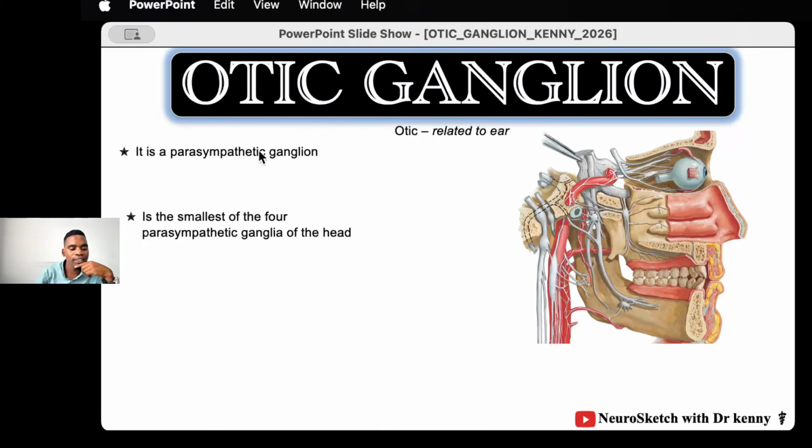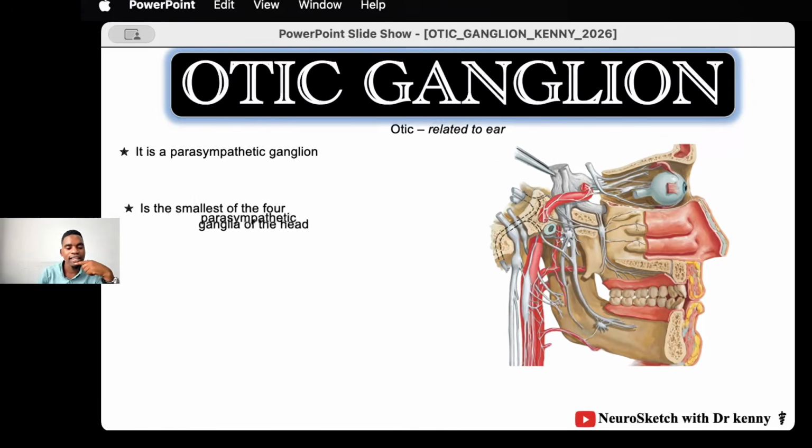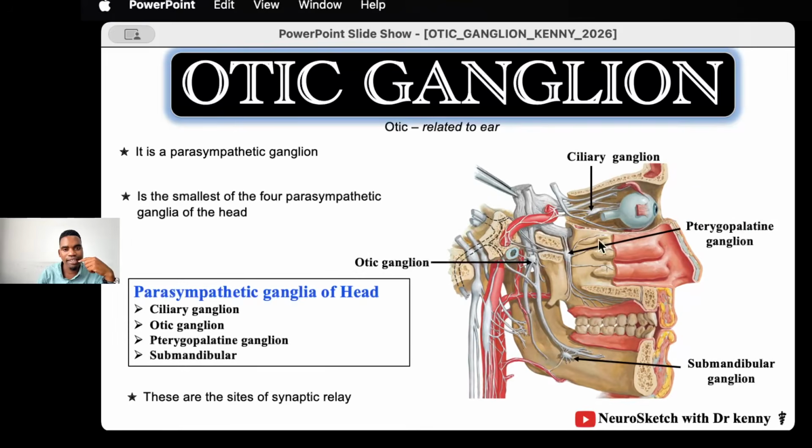So the otic ganglion is a parasympathetic ganglion, but as we mentioned before, it is the smallest of the four parasympathetic ganglia of the head. So what are the other ganglia of the head? These are the other parasympathetic ganglia of the head: you have your ciliary ganglion, you have the pterygopalatine ganglion, which is also called the sphenopalatine ganglion, and then you have your otic ganglion, which is the topic of discussion today, and also the submandibular ganglion.